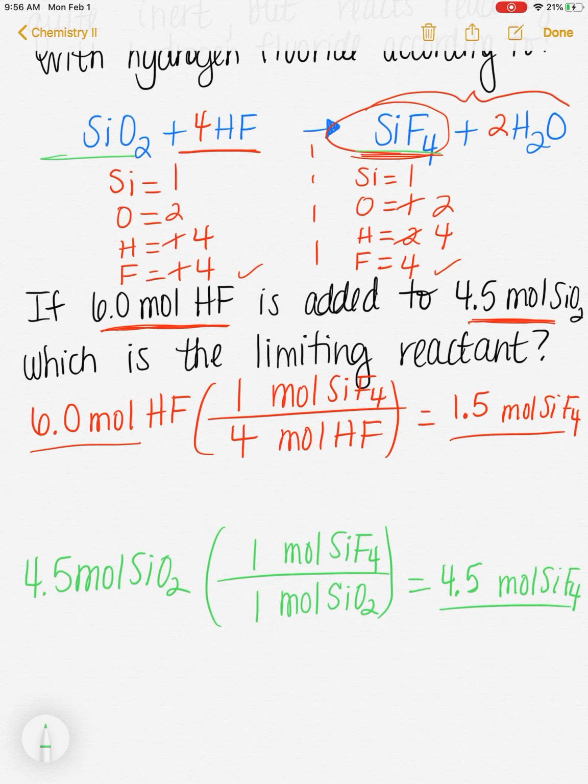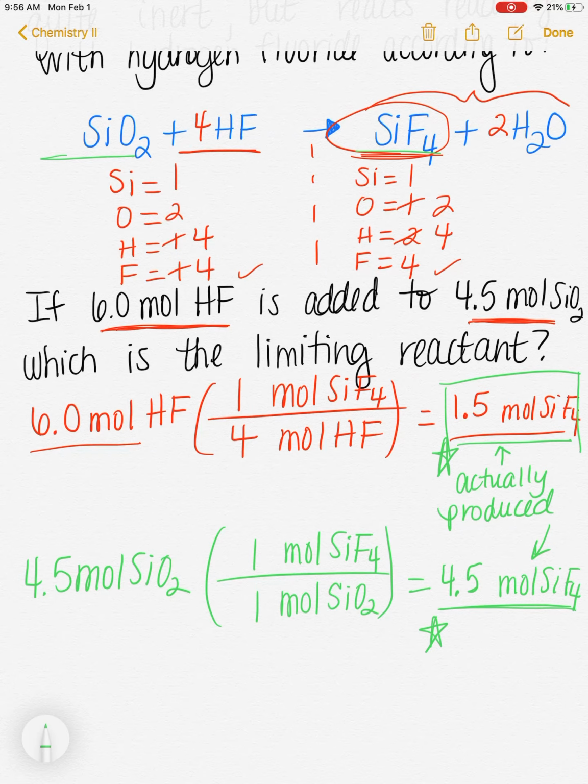Now, you have to ask yourself, what could I actually make? What am I limited to? You are always limited to the lower amount. So I have 4.5 moles of SiF4, and I also have 1.5 moles of SiF4. This is our limiting number because this is the smallest amount. I guess I shouldn't call that the limiting number. I guess that this is what is actually produced, because it's the lower number, that you are going to have extra left over from the SiO2.